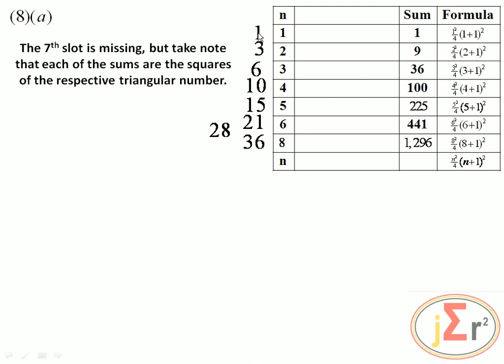The first triangular number is 1. We square that, we get 1. The second triangular number is 3. Square that, we get 9. The third one is 6. Square that, we get 36.